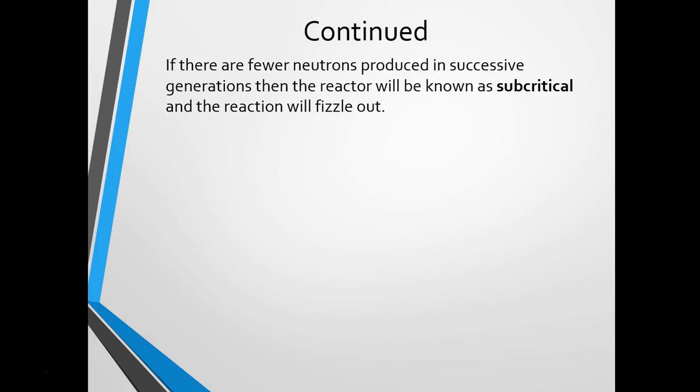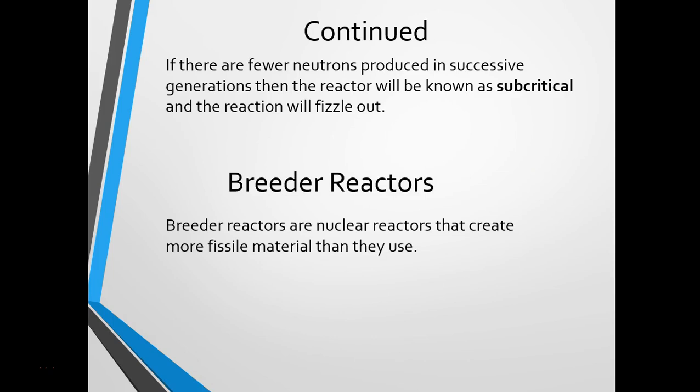If there are fewer neutrons produced in successive generations, the reactor will be subcritical, and if they don't remove control rods, the reaction will fizzle out.